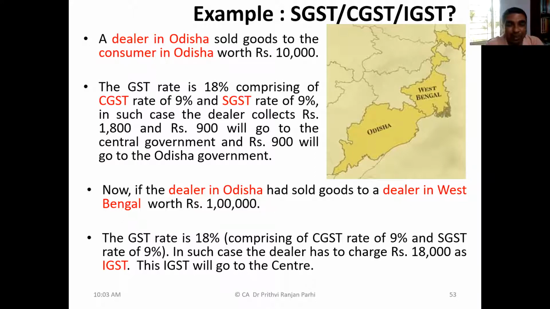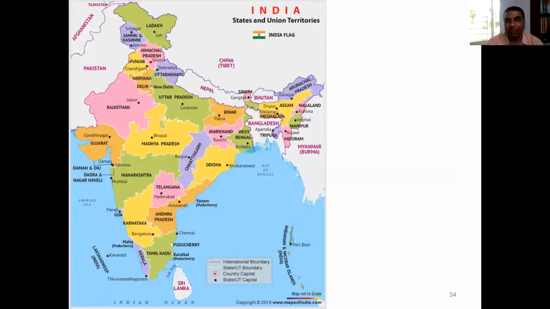Right. Here you take an example. A dealer in Odisha sold goods to a consumer in Odisha worth 10,000 rupees. As you already know, CGST 9% and SGST 9% will be charged, assuming that the GST rate is 18%. Now, if the same dealer of Odisha sold goods to a dealer in West Bengal, then the entire 18% will be charged as what? As IGST. If you have understood this and your doubts are clear, then we'll see a complete example.